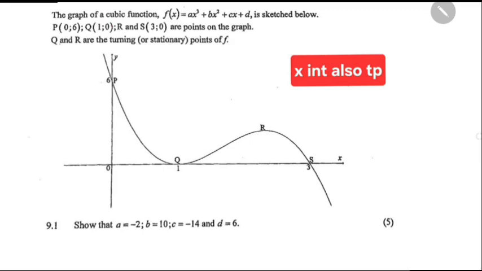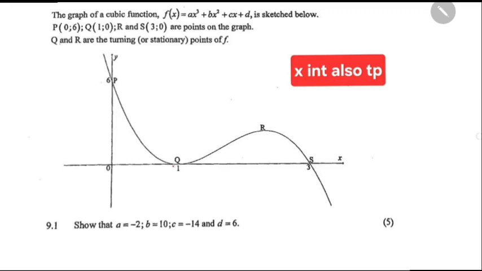The question says the graph of a cubic function f of x, ax power 3 plus bx squared plus cx plus d is sketched below. So P, Q, R and S are points on the graph. Q and R are the turning points of the graph. So we need to show that a is equal to negative 2, b is equal to 10, c is equal to negative 14 and d is equal to 6.